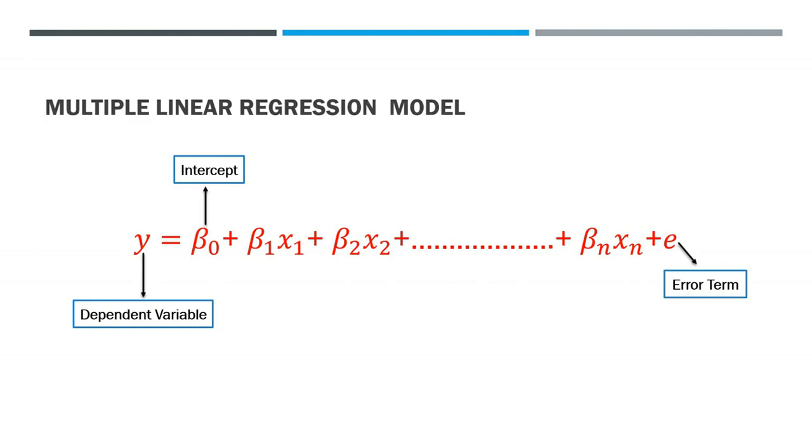The model of multiple linear regression is given as y is equal to beta naught plus beta 1 x1 plus beta 2 x2 plus up to beta n xn plus e, where y is the dependent variable and e is the error term. Beta naught is the intercept and x1, x2 up to xn are the independent variables and beta 1, beta 2 up to beta n are the coefficients of the independent variables.